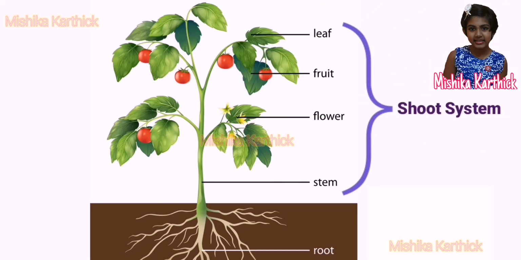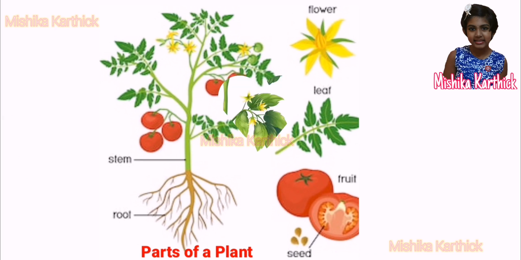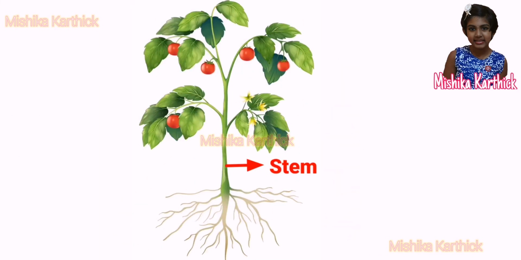Shoots. Shoot consists of parts of a plant that grow above the ground. Stems, leaves, flowers, fruits and buds are parts of a shoot. Stem. The stem grows above the ground and usually holds the plant upright. It bears branches, leaves, flowers and fruit. It holds the leaves up so that they get plenty of sunlight.